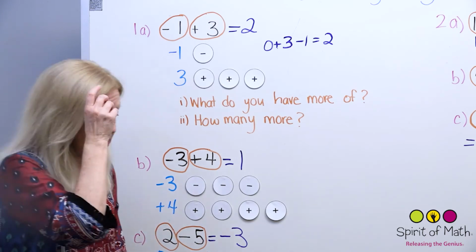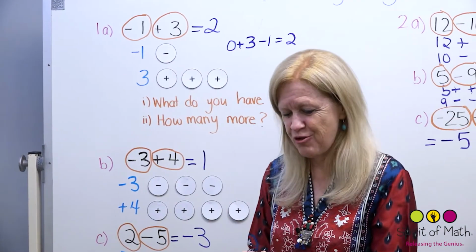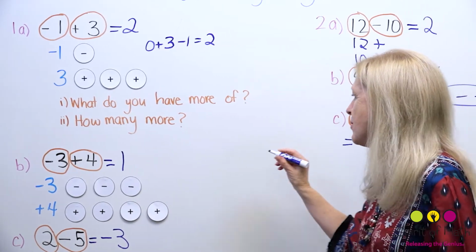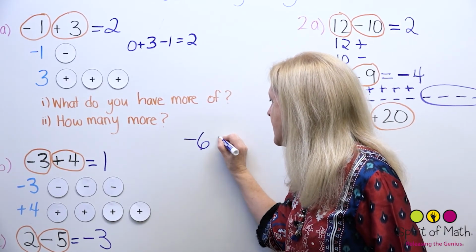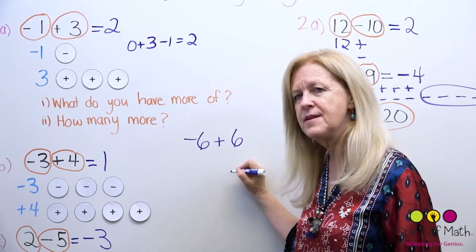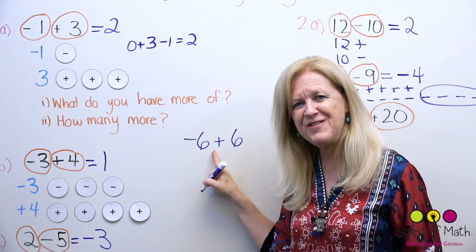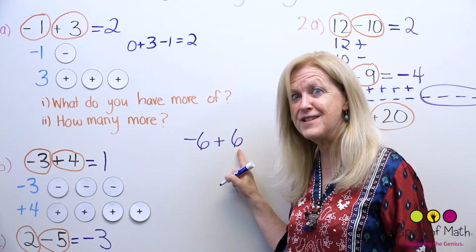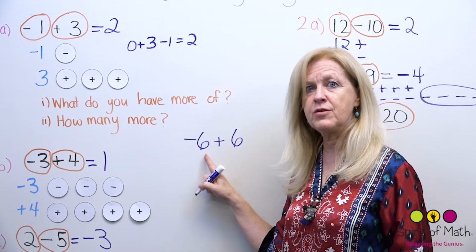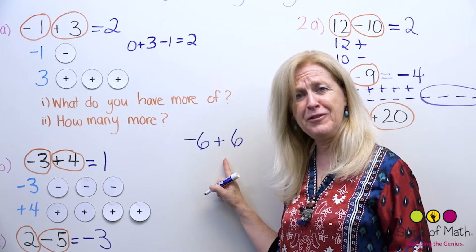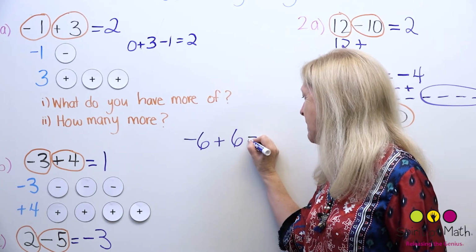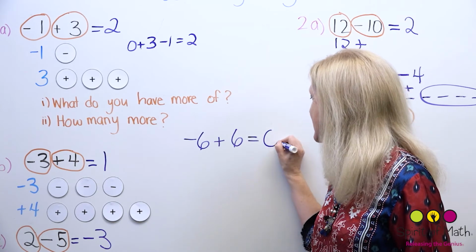Now, you can have one other situation, and this is a tricky one. Let's see if you can get this one. What if you had negative 6 plus 6? You have 6 negatives and 6 positives. Do you have more negatives or more positives? You have the same. And when that happens, you get 0.